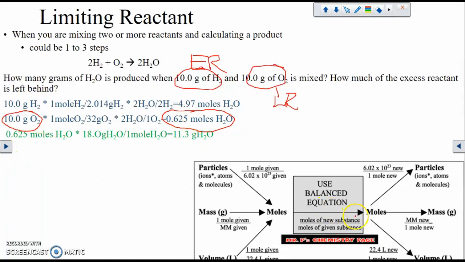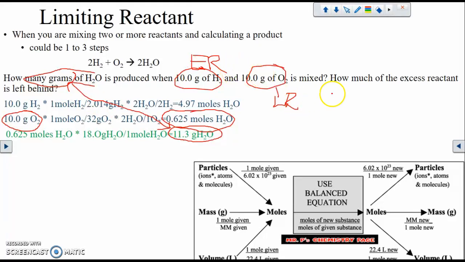So in this case, we're here basically, and we're just going to move on to the mass. If you can see, this is actually what is being shown here. Again, if we go from moles to mass, it's the molar mass on top, 1 mole on the bottom, shown here. And how much water we created from the limiting reactant is actually 11.3 grams of water. So that is answered already.